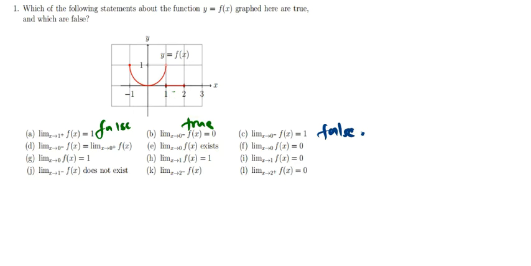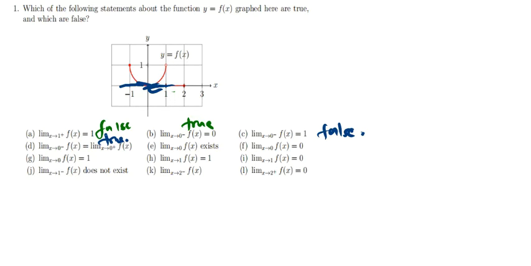Now another one, d, is saying limit as x approaches 0 from the left side is equal to limit as x approaches 0 from the right side. This is true because we said that as x approaches 0 from the left side, as we are getting closer to 0, the value of y is also 0. Then if I start from the right side, it's the same, it's going to give me 0. So this statement is true.